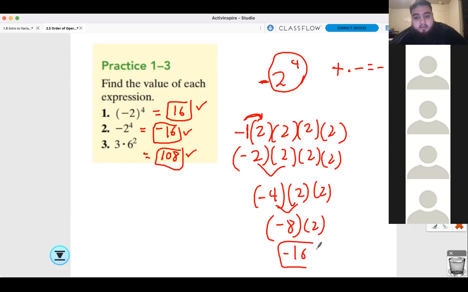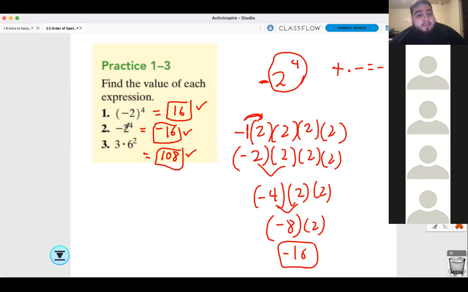-16. And there you go. And that's the answer we got. So generally, on the negative exponents, the one's hidden. The parentheses tell us a lot, right? Because in number 1, what's being repeated, Justin? A -2. There you go.